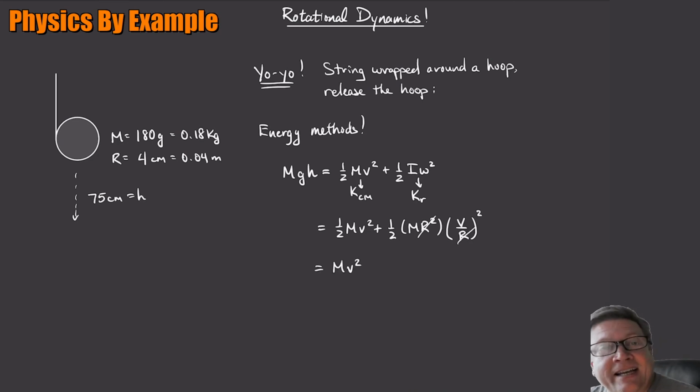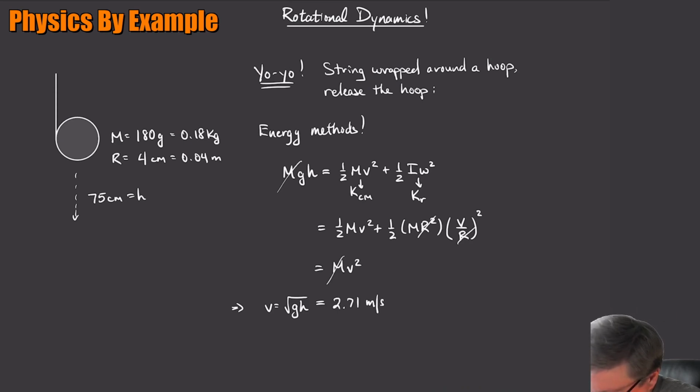On the left-hand side, I had mgh. So the mass doesn't even matter. That means that the speed of this thing is just going to be the square root of gh. So if you put the numbers in, h is 0.75 meters. What I got was 2.71 meters per second. Very cool.